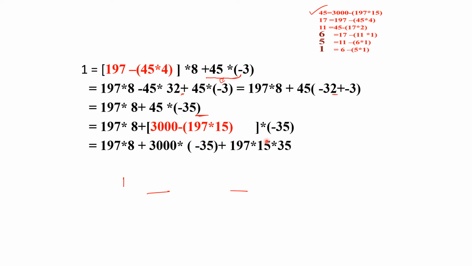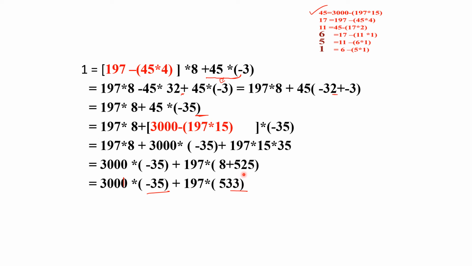Again we are going to rearrange the expression, that is 197 into 8 plus the 3000 into minus 35 plus 197 into 15 into 35. Again rearranging, it will become 3000 into minus 35 plus 197 into 8 plus 525. So the final expression is like this: 3000 into minus 35 plus 197 into 533. This can be written as 1 is equal to 3000 into minus 35 plus 197 into 533.